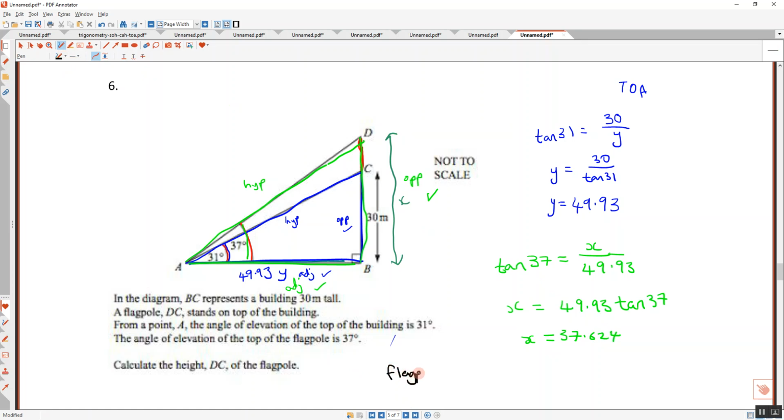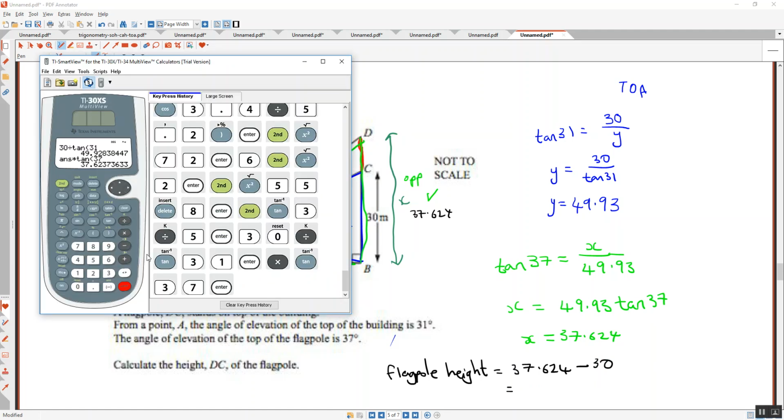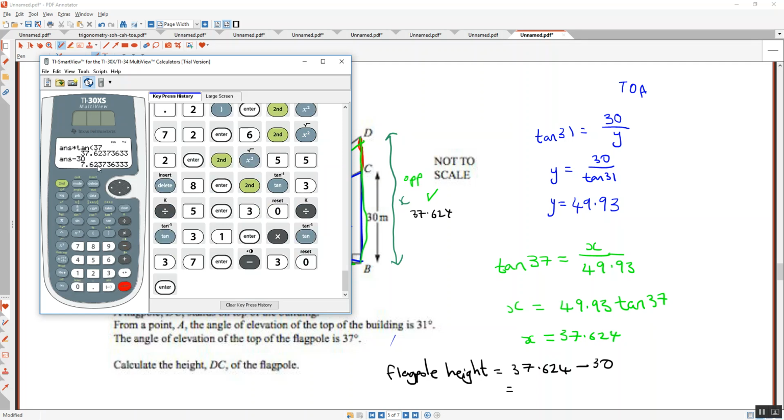So flagpole height is equal to the total distance of x, 37.624, minus, so it's a total height, which is what we just worked out. This is 37.624. Subtract off the height of the building, which is 30. And that leaves us with what's left over, DC. So again, I'm using the answer that's in the calculator so I don't mess up my rounding. Subtract off 30, which equals 7.62.